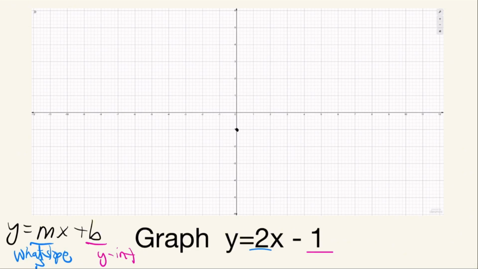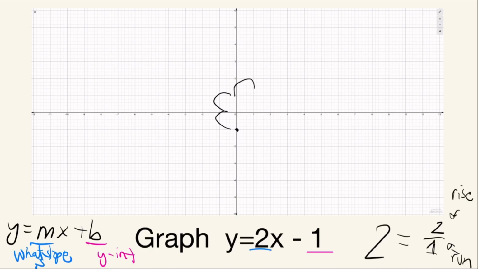And when we think of 2, we're going to write 2 as a fraction. So 2 as a fraction is 2/1. And that would be our rise, and that would be our run. So we would have to go up 2 and then left 1, meaning our point would be there. And let's just keep doing this. You want to go up 2, left 1, and you would just keep on doing that.